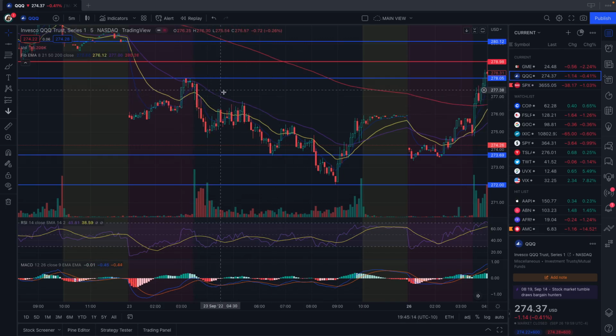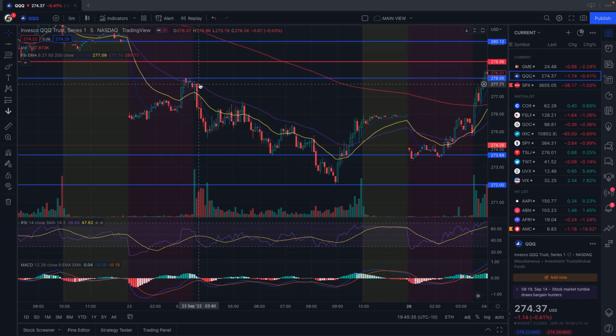But on QQQ, what I'm really looking for, I mean, it worked like cake on Friday. So when we opened, I'm looking at this 278 level, which was the pre-market high. It's also an historic resistance zone.